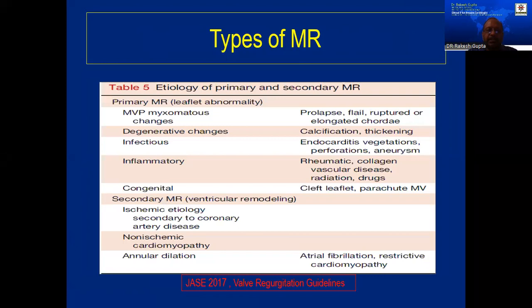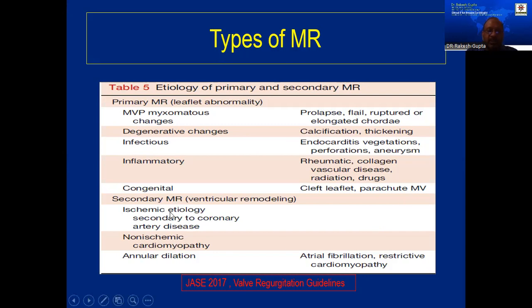Types of mitral regurgitation: primary and secondary. Primary is leaflet abnormalities, like mitral valve prolapse syndrome, myxomatous, degenerative, infectious, inflammatory. In myxomatous changes, we can have a prolapse, flail, ruptured, or elongated cords. Degenerative: calcium deposition or thickening. Infection, all of us know, can lead to endocarditis, vegetations, perforation, fenestration, and aneurysm. And inflammatory, the most common condition in our country is rheumatic, of course. But we see many people now coming back with radiation- or drug-induced inflammatory pathologies. As we have a number of people subjected to breast carcinoma radiation post chemotherapy, we find many coming back with inflammatory changes. Congenital, we could have a cleft leaflet or parachute mitral valve.